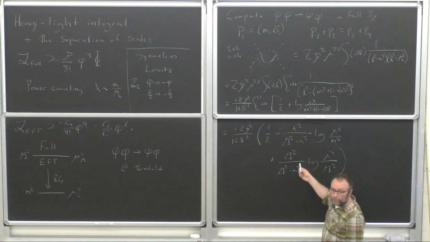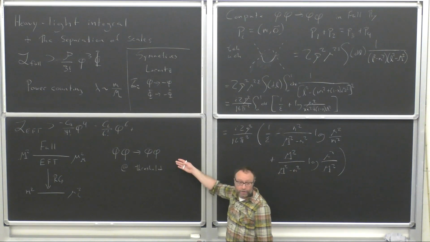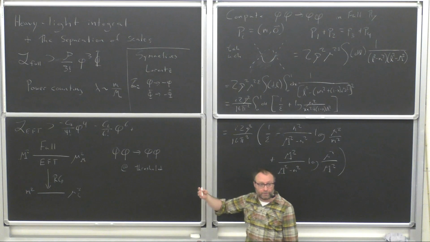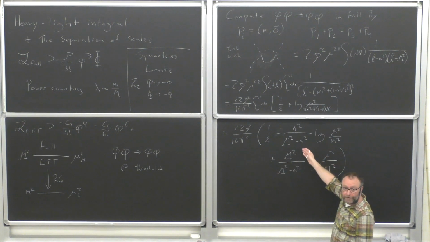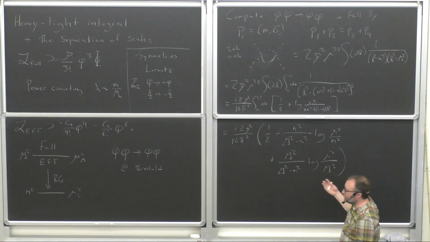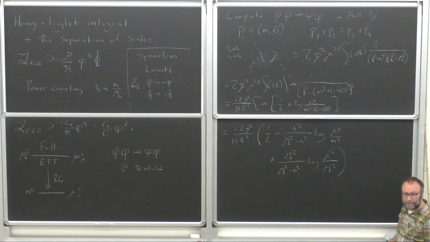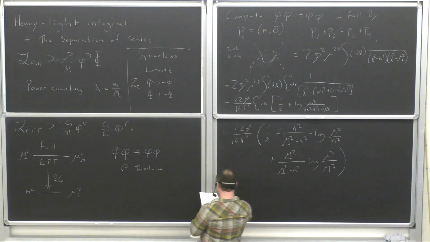In more general EFTs, say heavy quark effective theory, where these types of heavy light integrals show up all the time, you don't necessarily get the extra factor of m in front. You just get these logs by themselves. But again, this is the simplest toy model where we get this kind of structure. So now I can expand in power counting.